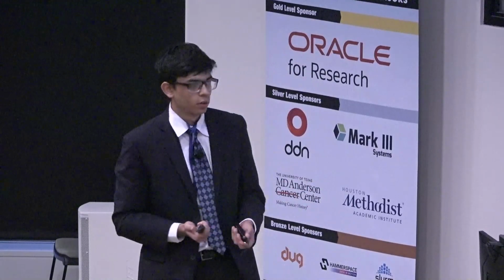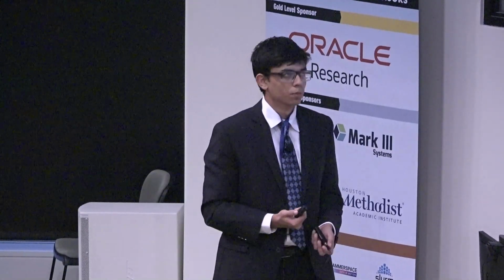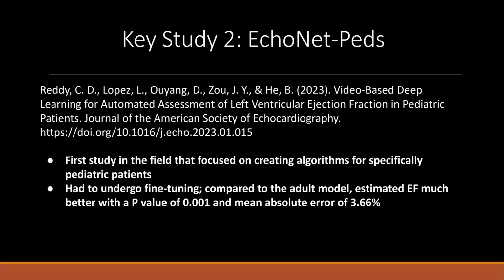And so these innovations from the research field are what have caused the group to achieve high accuracy, and that's what motivates further research. A key study too is actually from the same group, the EchoNet group, and they decided to apply their findings to a pediatric population. So it was actually the first study that focused on creating algorithms specifically for pediatric patients. What they noticed is that they did have to undergo fine-tuning in order to achieve high accuracy on the pediatric population, but they were finally able to estimate EF much better with a strong p-value.